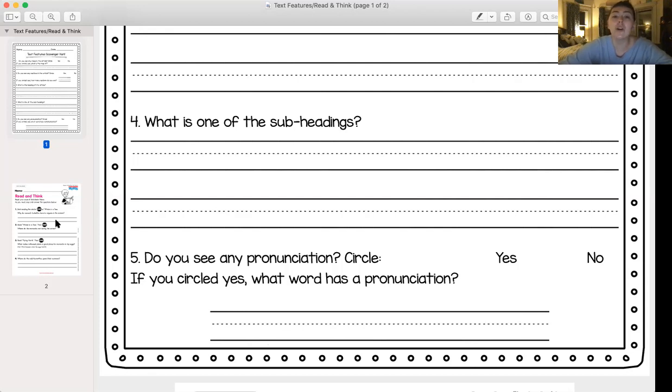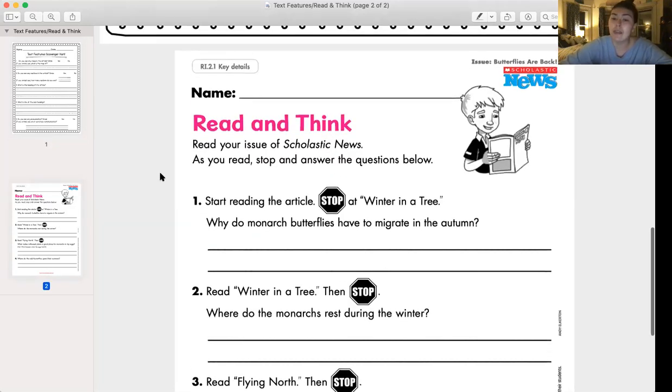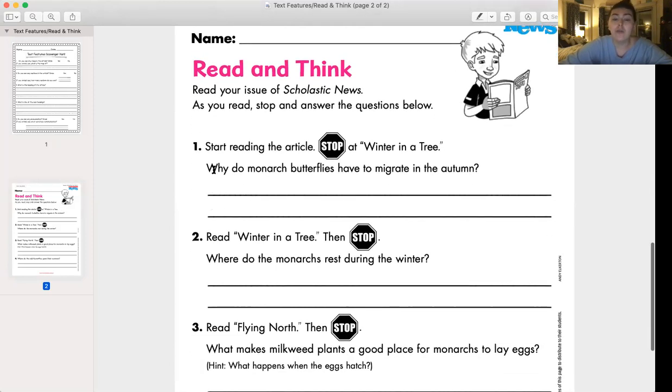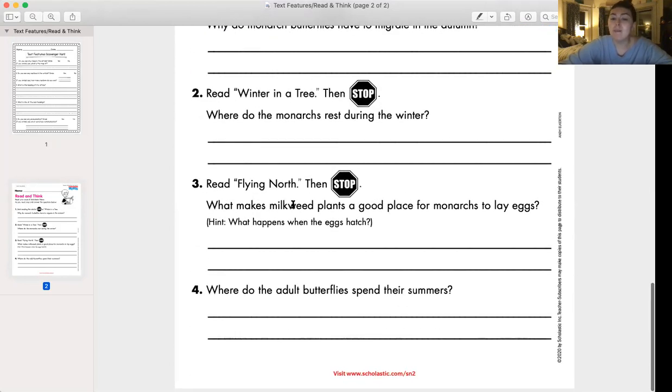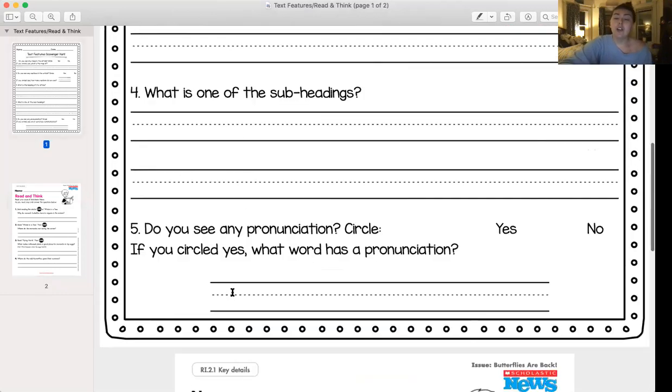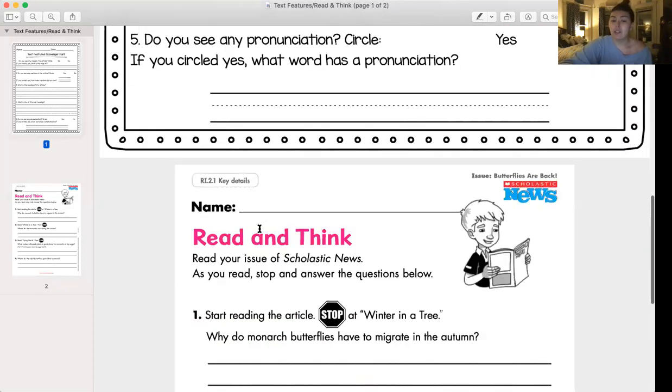And then after you finish your text features, you'll do your read and think worksheet. So you're going to read and answer, why do monarch butterflies have to migrate in the autumn? Where do the monarchs rest during the winter? What makes milkweed plants a good place for monarchs to lay eggs? And it says, hint, what happens when the eggs hatch? And it says, number 4, where do the adult butterflies spend their summers? So you're going to complete the text features portion and then answer these read and think questions.